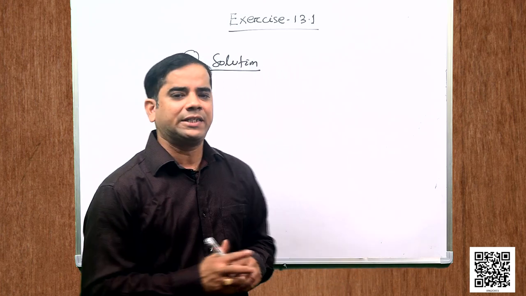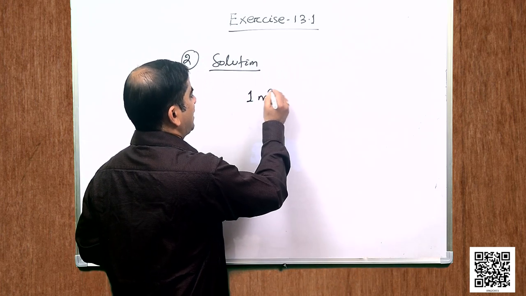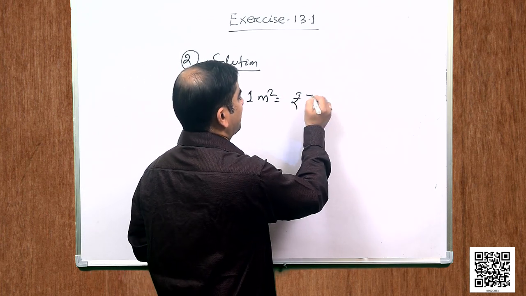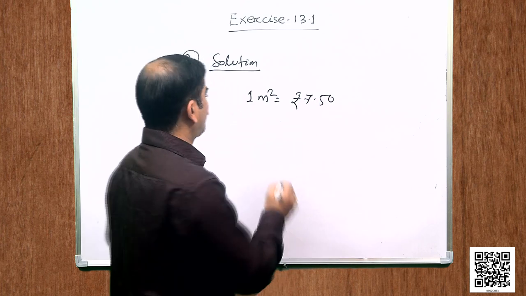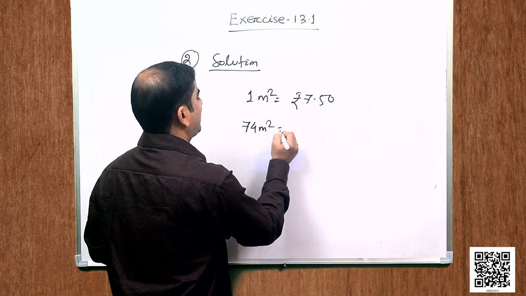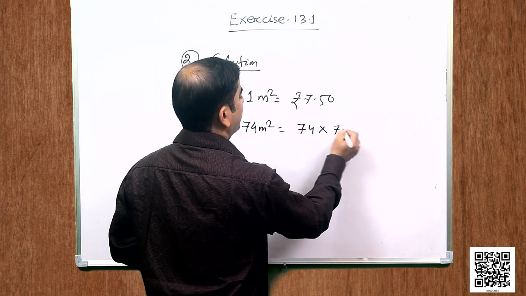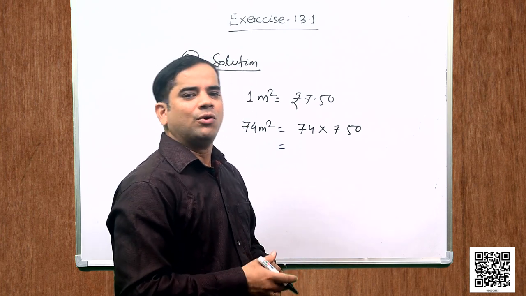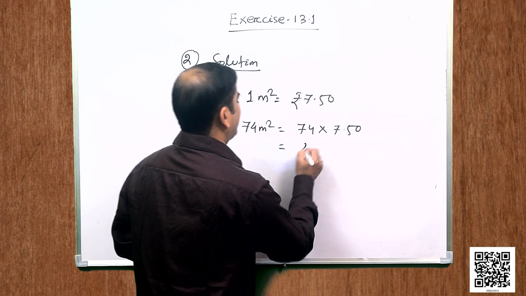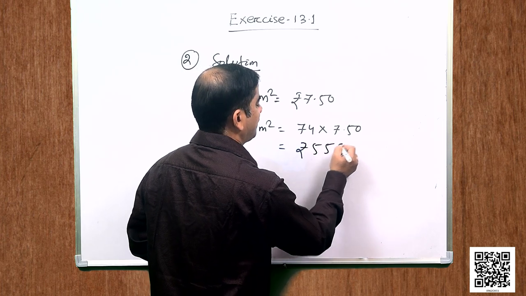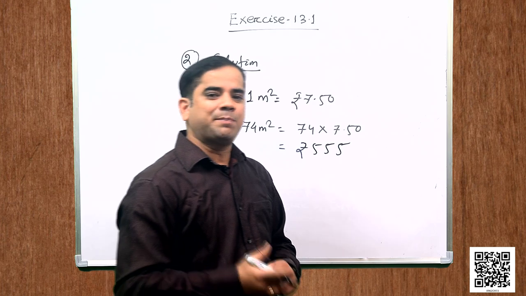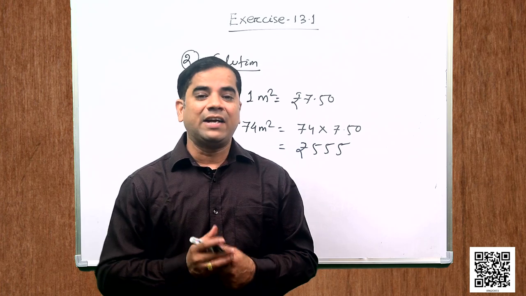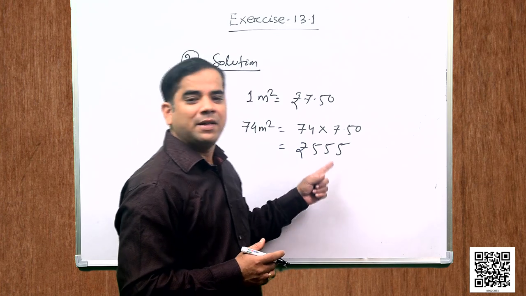So cost of whitewashing is, for 1 meter square, as it is given in the question, ₹7.50. So for 74 meter square it would be 74 into 7.50, and when you calculate we will come to the conclusion that it will give us ₹555. So the expenditure for whitewashing the walls and the ceiling of the given room will be ₹555.